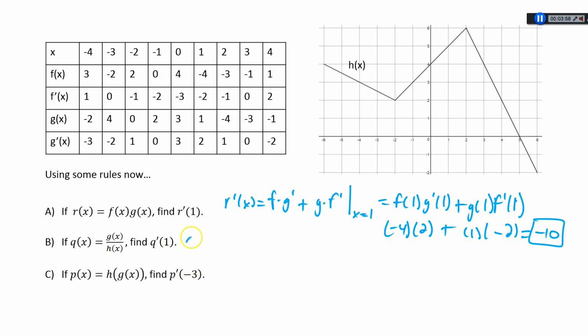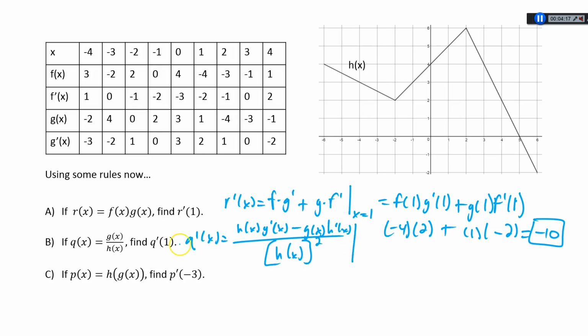Oh boy. So let's find q prime of x first. Low d high minus high d low over the square of what's low, we go. h of x squared. Notice no derivative on the bottom, just square the bottom function.